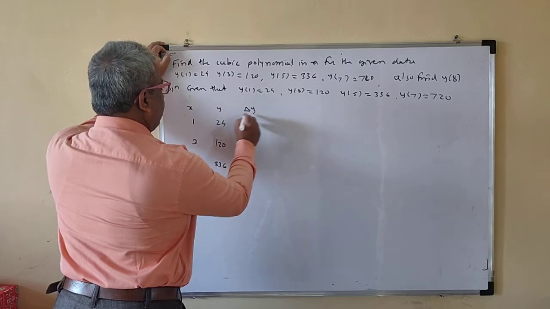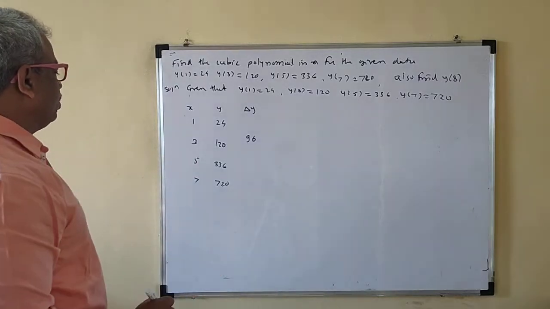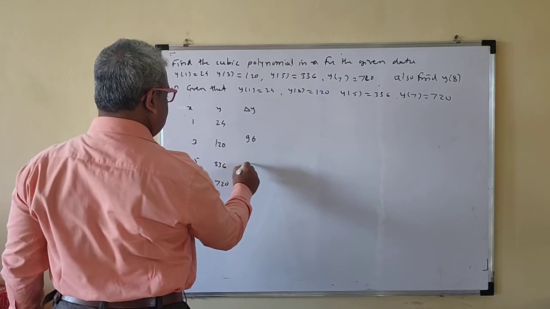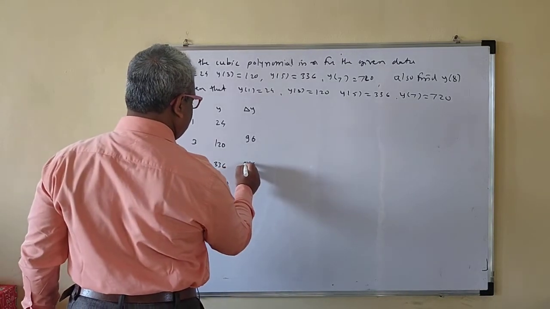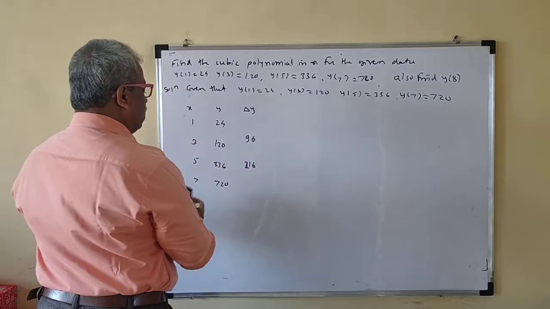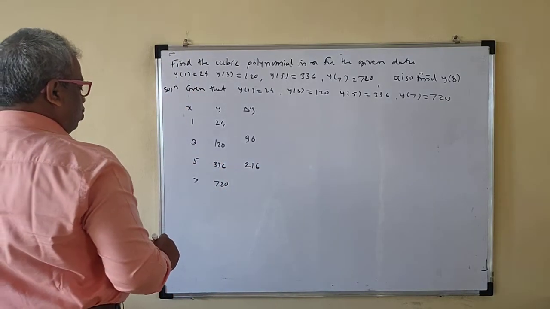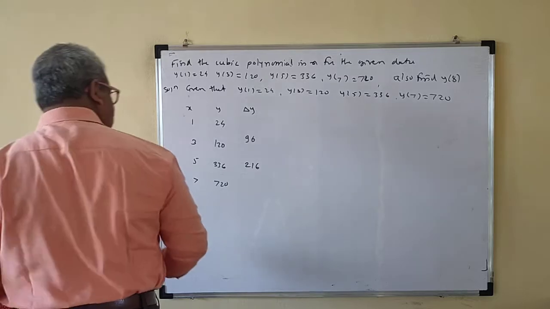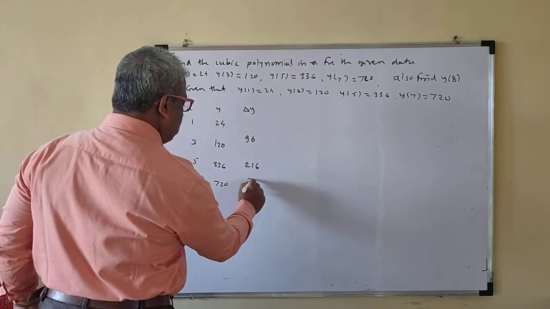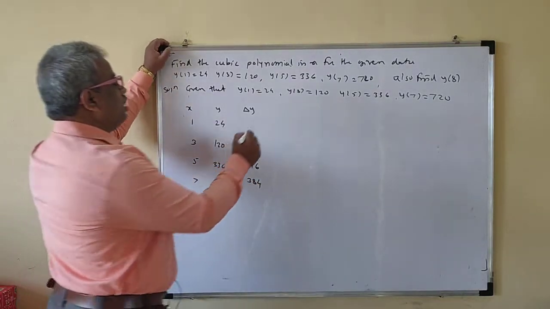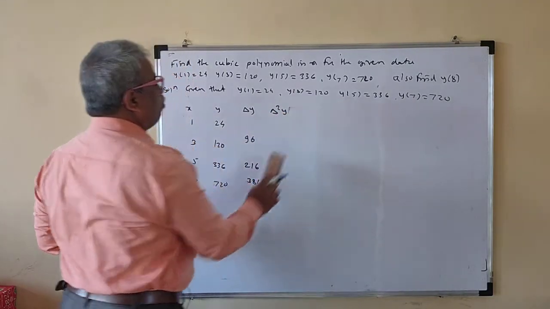Okay, you will find del y. So 120 minus 24 is 96. This is 96. Then this is 216, because 336 minus 120 is 216. Okay, so this is 720 minus 336. This is 384. Okay, now del square y naught. Instead of del square y naught, then write del y. Okay.